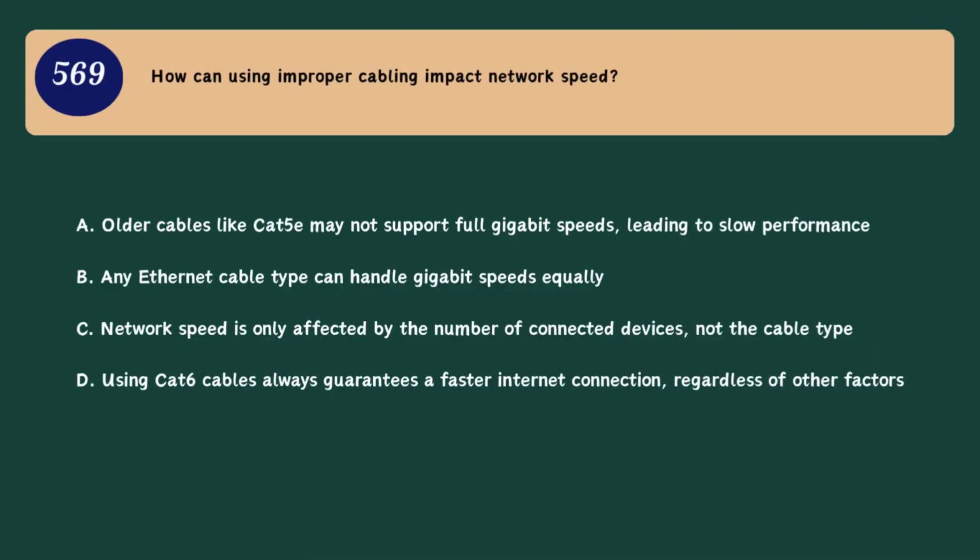Question 569. How can using improper cabling impact network speed? A. Older cables like Cat5e may not support full gigabit speeds, leading to slow performance. B. Any Ethernet cable type can handle gigabit speeds equally. C. Network speed is only affected by the number of connected devices, not the cable type. D. Using Cat6 cables always guarantees a faster Internet connection, regardless of other factors.